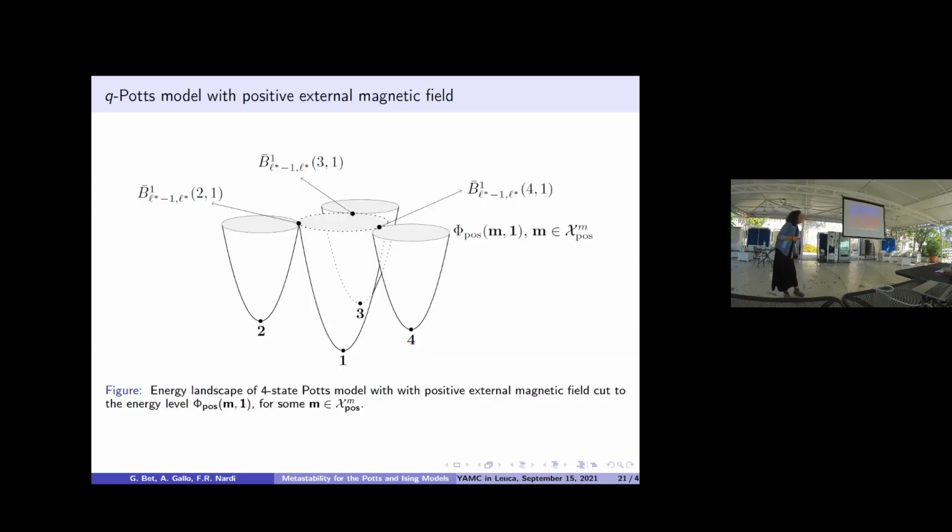In this figure there is an example of the energy landscape for the positive scenario when Q is equal to 4. Also in this case this is a simplified version of the energy landscape. Indeed, this is the energy landscape cut at the energy level given by the communication height between the metastable state and the stable configuration.